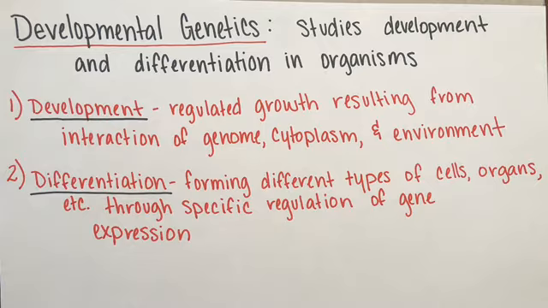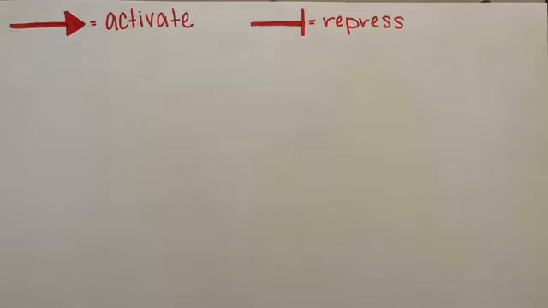Development is regulated growth resulting from interaction of genome, cytoplasm, and environment, whereas differentiation is the forming of different types of cells, organs, etc. through specific regulation of gene expression. So basically, this is how do we get from a cell to a structured organism.